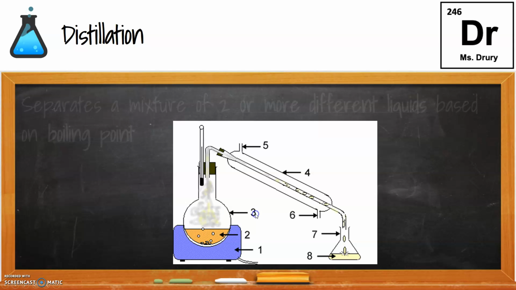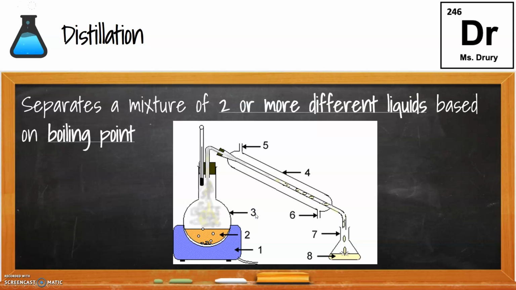A fancier version of this is distillation, where you can separate a mixture, whether it's a solid and a liquid, or if they're two different liquids, based on their boiling point. So what you'll do is you'll take a solution that has two things in it, you'll boil it on a hot plate. That's what number 1 is supposed to be, a hot plate. 2 is supposed to be the mixture, and what's called a round bottom flask, which is number 3.